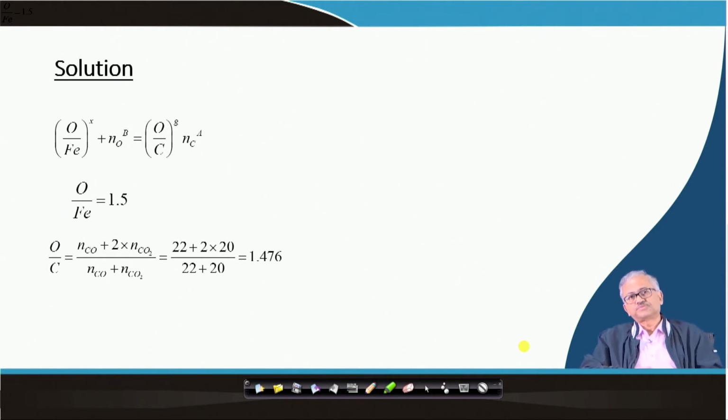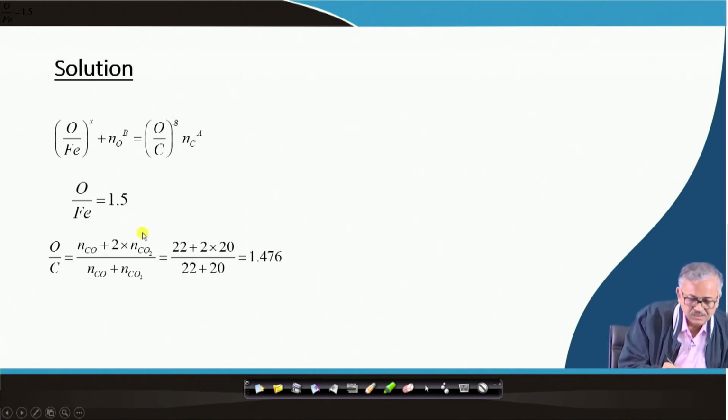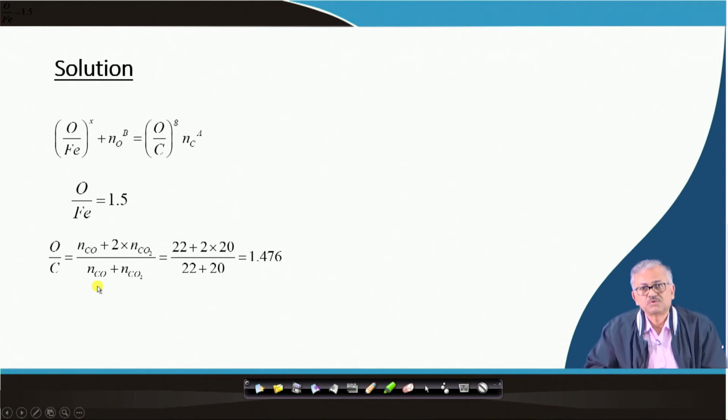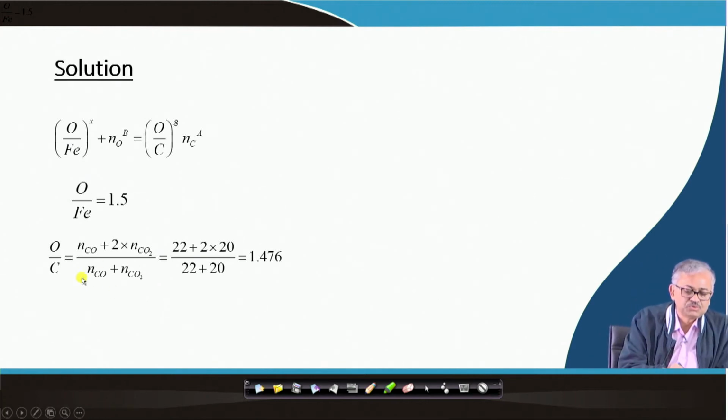If I know the moles of CO and CO2, I can calculate how much gram atom of oxygen is there, because 1 gram mole of CO contains 1 gram atom of oxygen, but 1 gram mole of CO2 contains 2 gram atom of oxygen. So NCO plus 2 into NCO2, that numerator will give you the gram atom of oxygen. And the denominator, both CO and CO2 contain 1 gram atom of carbon only. Therefore NCO plus NCO2 will give you C.